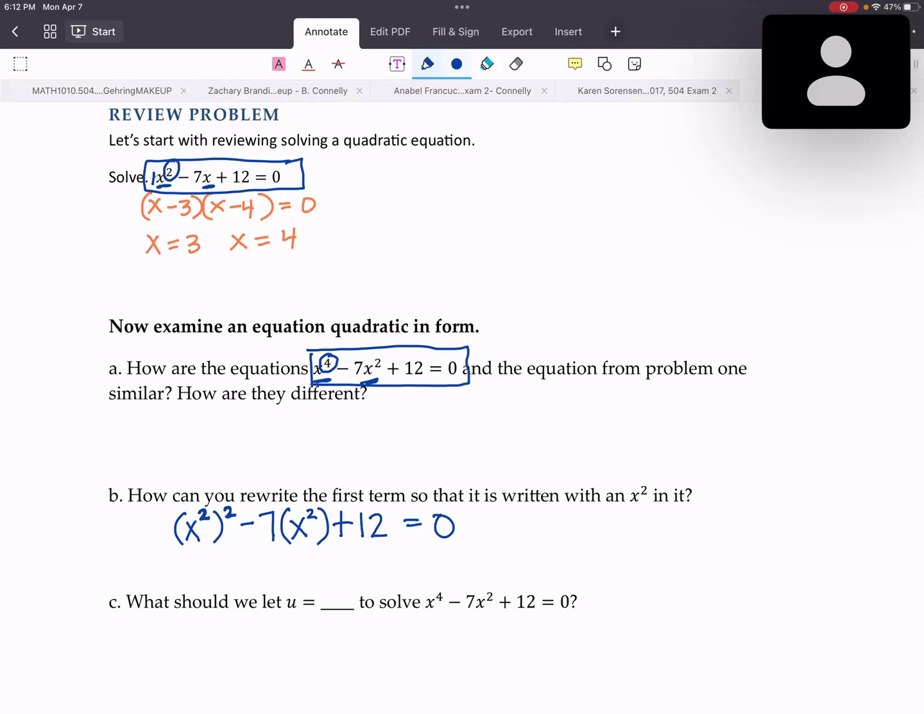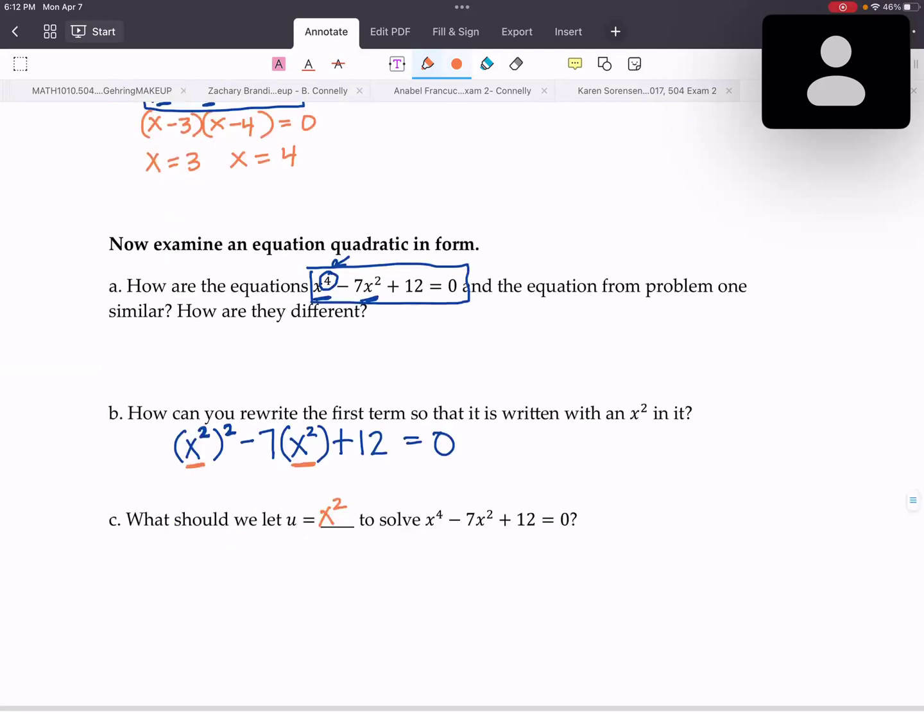So that's telling us we're going to have 2 solutions, where this one's telling us we're going to have 4 solutions. Okay? So now we're going to be doing something called U substitution to solve these. When we're doing this, we're going to let U equal whatever the stuff is on the inside. So these two have to match when we rewrite it, and that's what we're going to let U equal. So we're going to let U equal x squared.